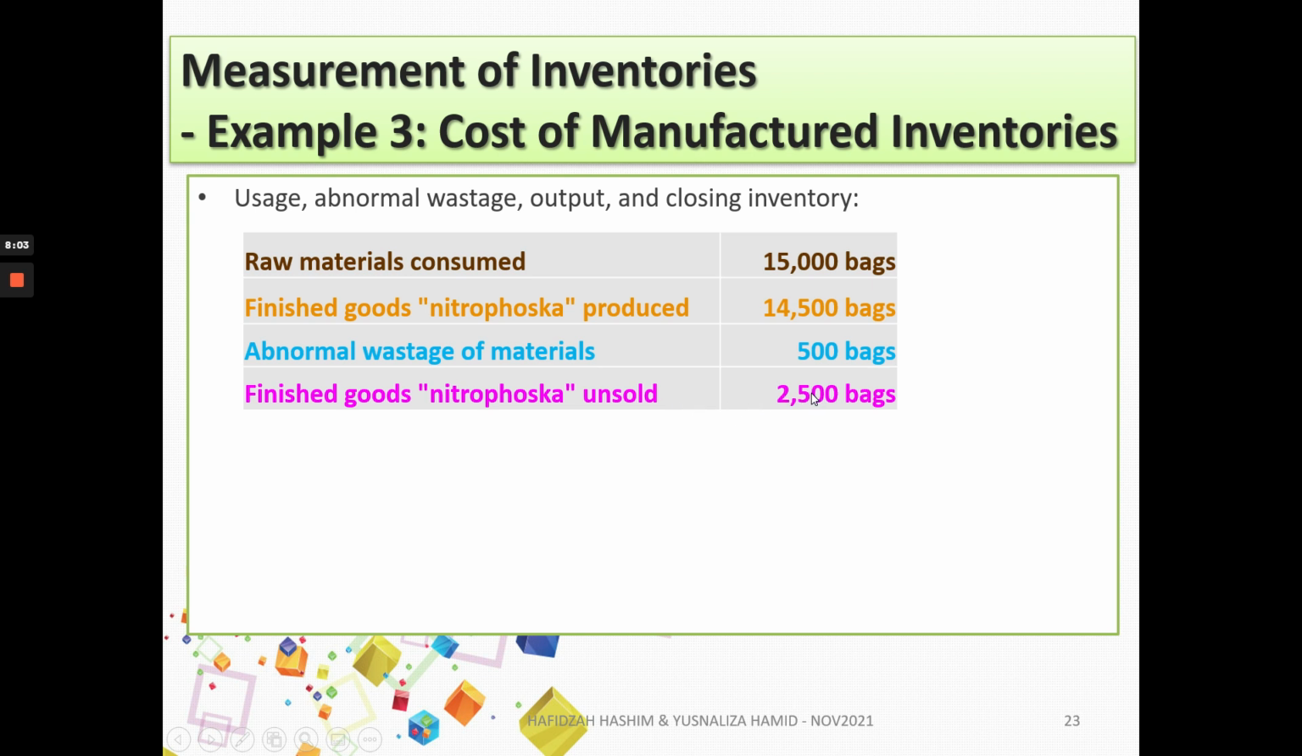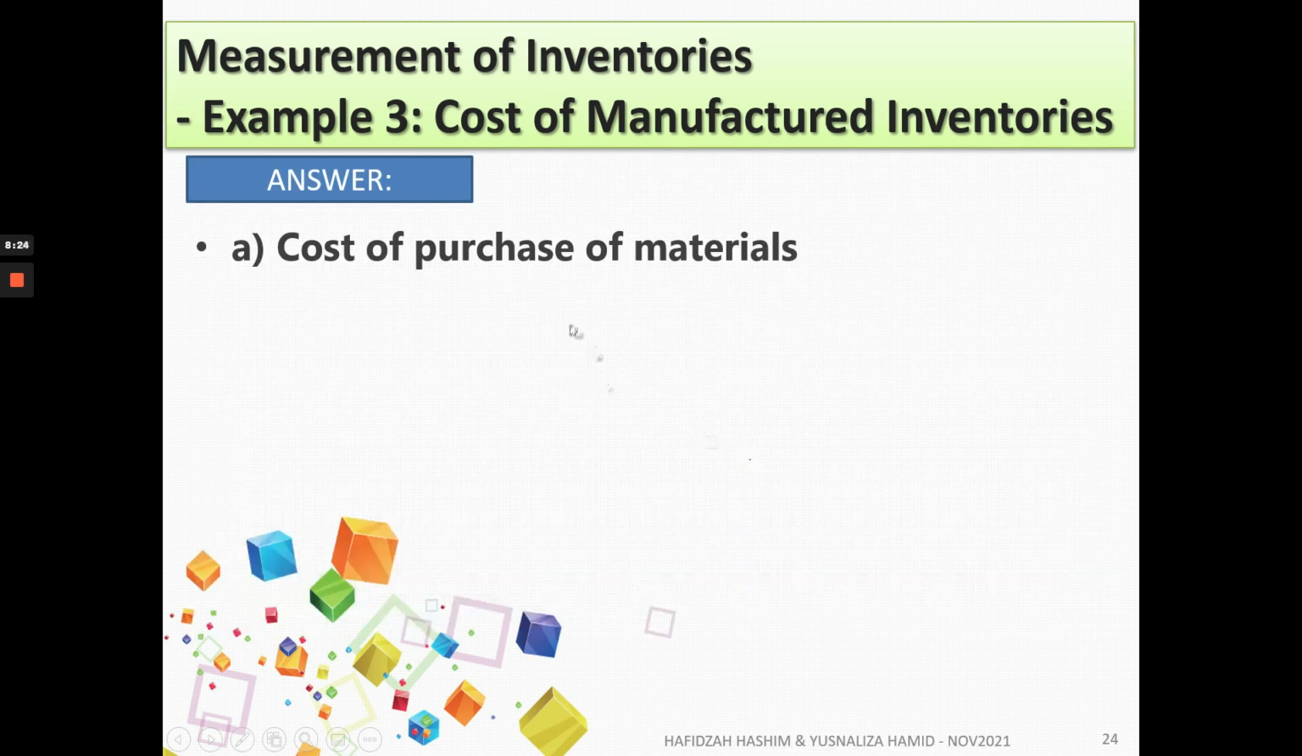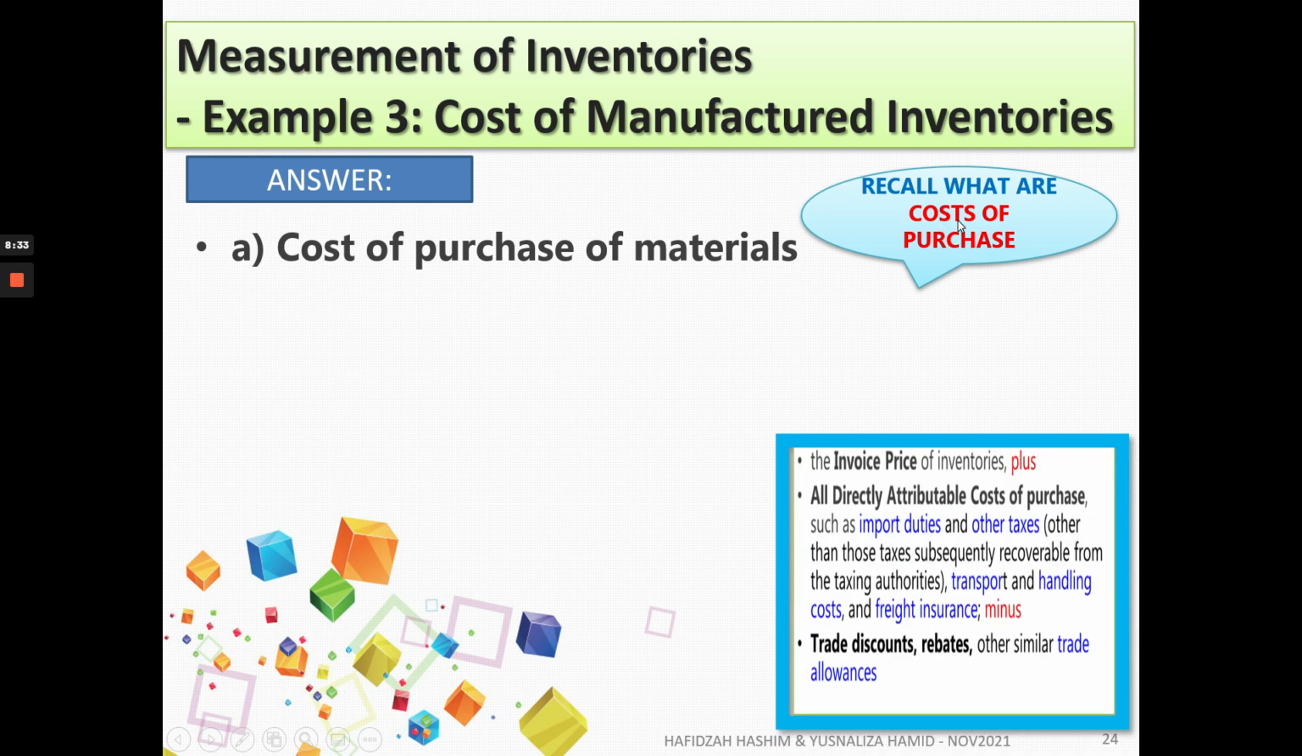Of what was produced, there are some unsold finished goods, which is the closing inventory of 2,500 bags. You are asked to compute the cost of purchase of the raw material. Then you are asked to calculate the cost of the closing inventory of that material, and the cost of the closing inventory for the finished goods Nitrofosca. Let's do that. First, we start off with the cost of purchase of the raw material. Let's recall again the cost of purchase.